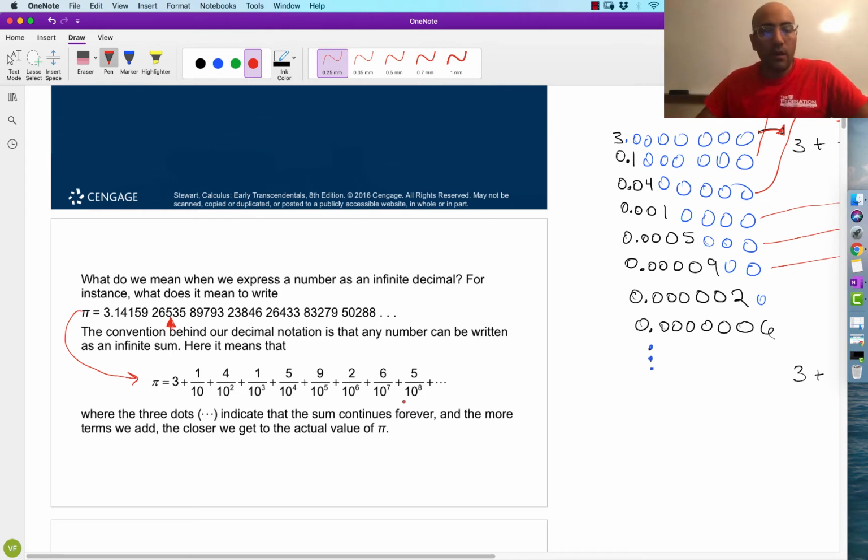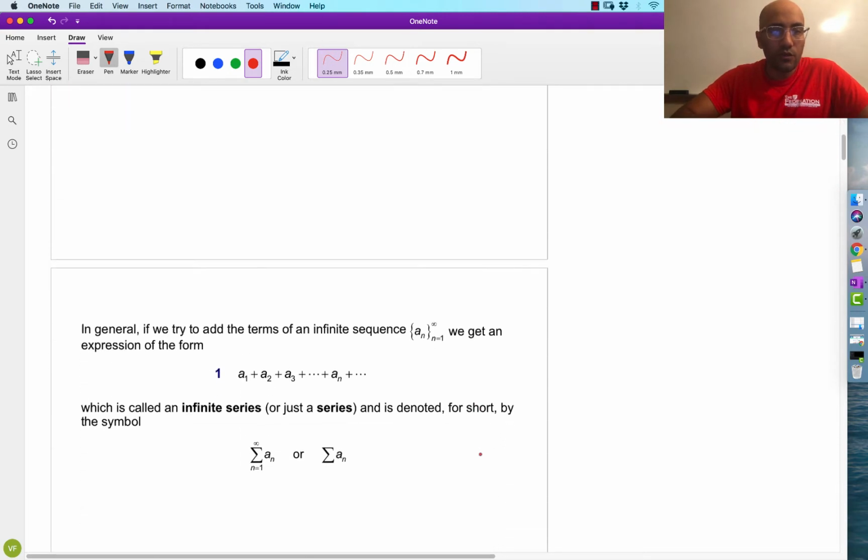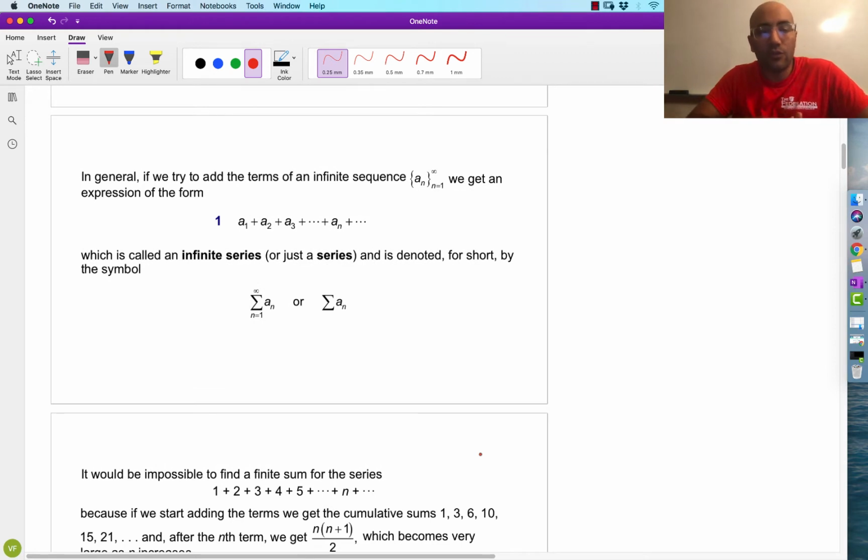Okay, so this is a very common way in math in which we can represent a decimal as a fraction, a summation of fractions. And that's what we're going to be working with in this section. So, in general, if we try to add the terms of an infinite sequence a sub n out to infinity, we get an expression of this form: a sub 1 plus a sub 2 plus a sub 3.